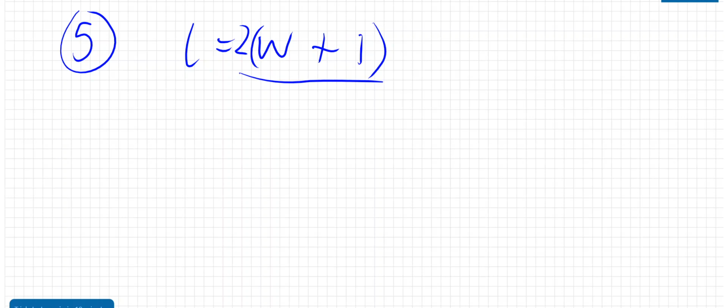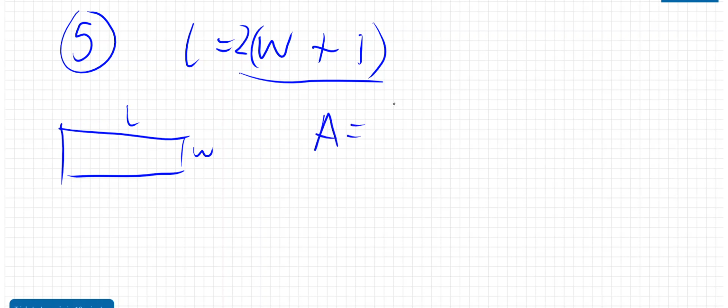So if I substitute it into my formula, I'll only have W. Okay, so write a rule for the area in terms of its width only. So we're dealing with a rectangle. So the area of a rectangle, we have a rectangle, got length and width. So this time we're dealing with area. So area is equal to length times the width.